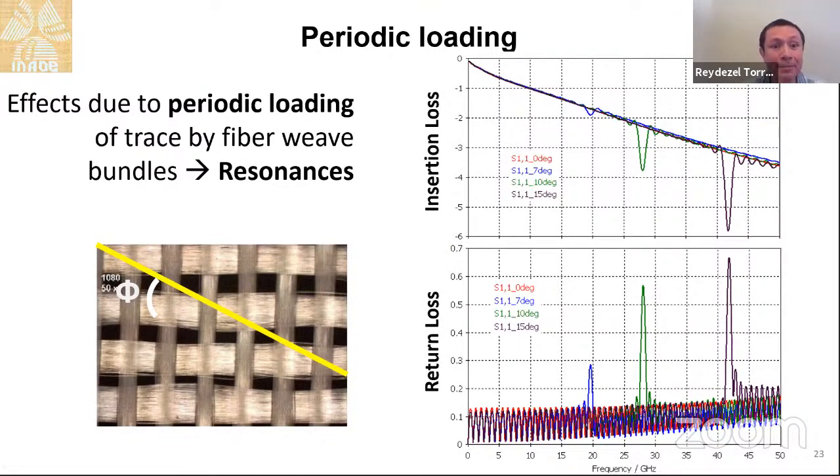So using traces at different angles within a PCB may be risky and may degrade the performance of our interconnects. Many of you perhaps have studied this in microwave engineering. This is called the EBG effect, electromagnetic band gap structure effect, that is used, for instance, for practical purposes to implement metamaterials.